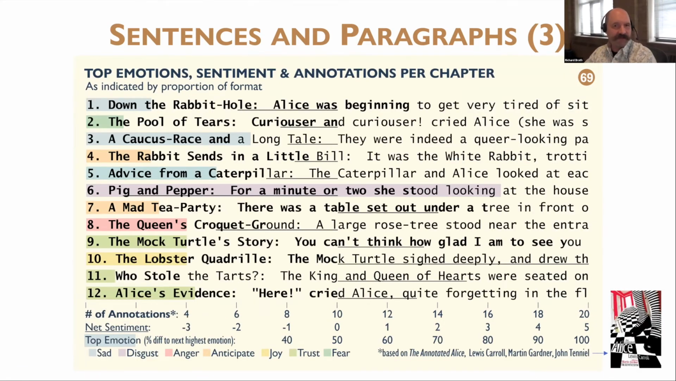You saw already an example using emotion. So this is another example where we're using emotion. This is actually the third example using emotion. And what we have here is each chapter, 1 through 12. We've got the title of the chapter and the first sentence of the chapter. And behind the text, we have a bar underneath, which is the top emotion in that chapter relative to the next highest emotion. And so now we can actually locate and say, oh, the most disgusting chapter is Pig and Pepper. By far, the angriest chapter is the Queen's Croquet Ground, where the most fear is in the Pool of Tears, and so forth.